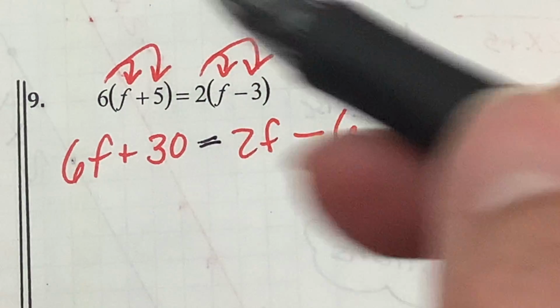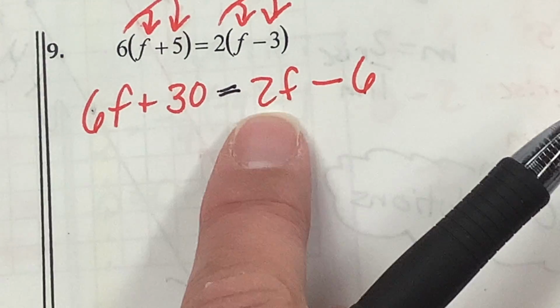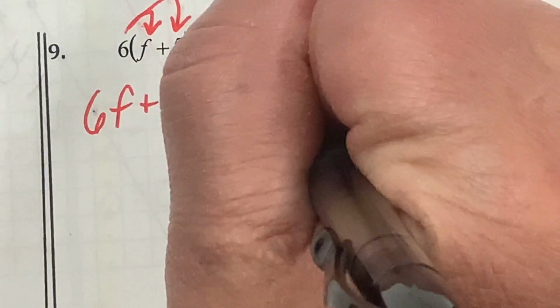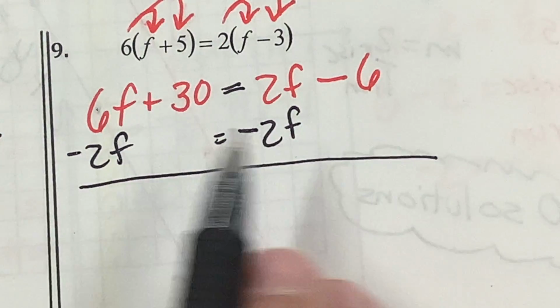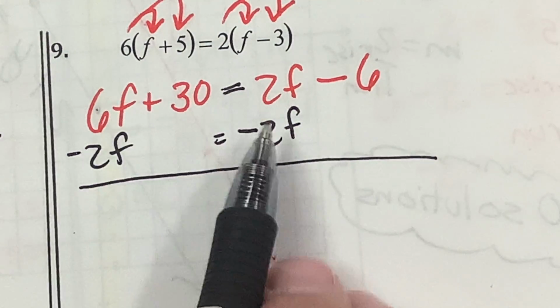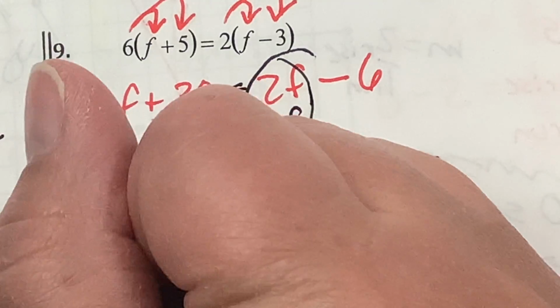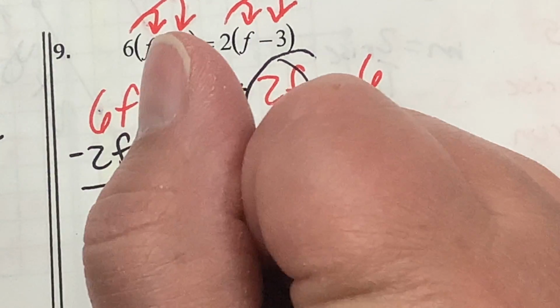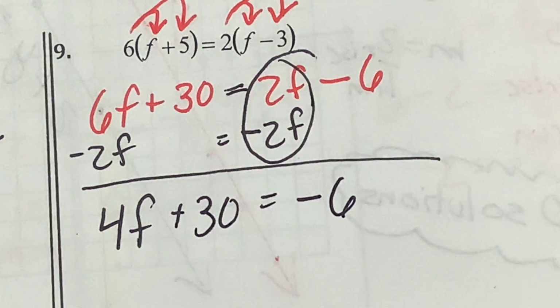All right, I want to get all the variables on one side, all the numbers on the other side. I like to move my smaller variable to the larger one. So I'm going to subtract 2f from both sides. Why? Because when you go over that equal sign, you have to do the opposite operation. So opposite sides, opposite operations. 2f minus 2f is 0. 6 minus 2 is 4, don't lose the f, plus 30 equals negative 6.